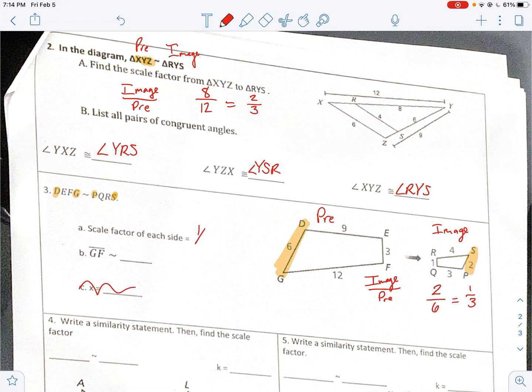And let's talk about what that means. That just means that if I take any side in the pre-image and I multiply it by 1/3, I would get the corresponding side length in the image. And that makes sense. I'm getting smaller, so it's going to be 1/3 the size. Okay, and let's talk about our corresponding side. So GF, and the order does matter, goes with SR.